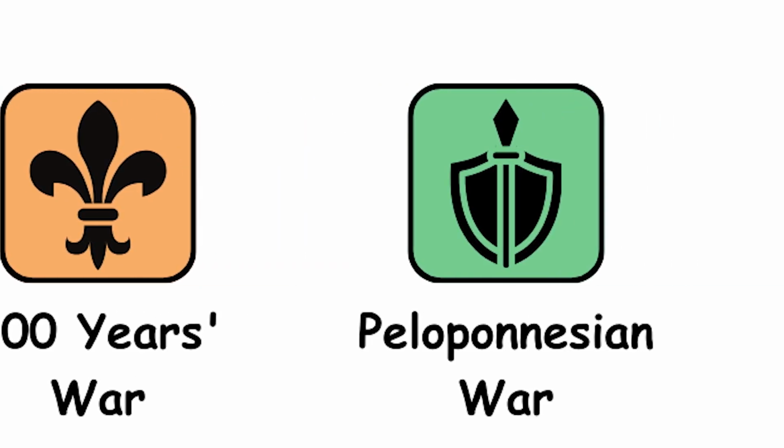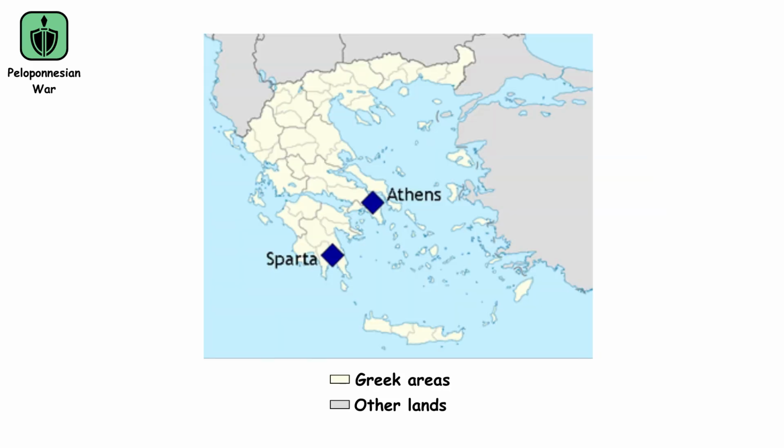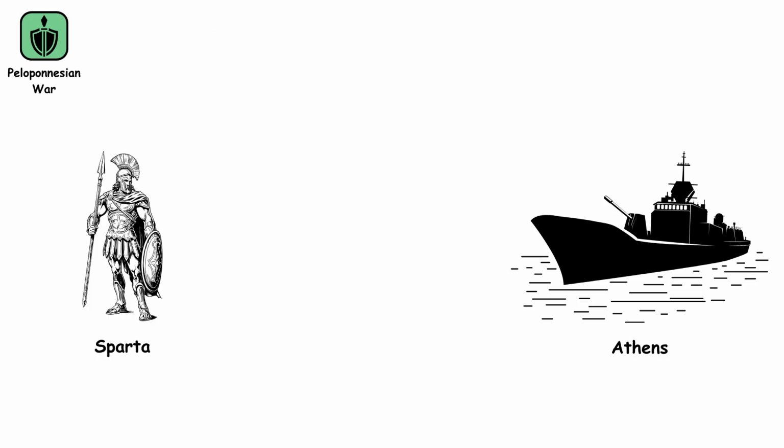Peloponnesian War, 431–404 BCE. The Peloponnesian War was a devastating conflict between Athens and Sparta, the 2 most powerful Greek city-states. Their competition for dominance and influence across the Greek world set the stage for conflict. Athens, with its strong navy, and Sparta, with its formidable army, clashed repeatedly.